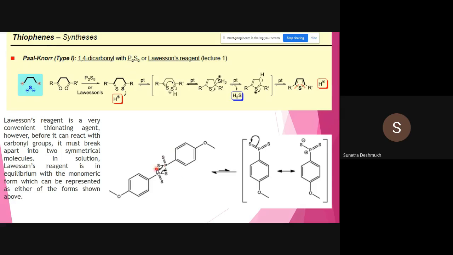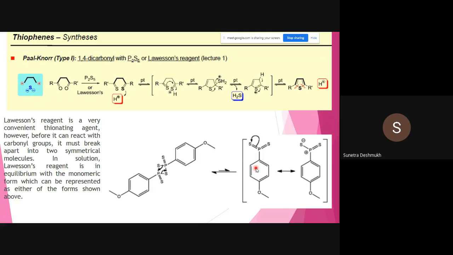Eventually this P2S5 converts into a different molecule to react further in the next step. Lawesson's reagent is a very convenient thionating agent. However, before it can react with carbonyl groups, it must break apart into two symmetrical molecules. Here we can see that the reagent is breaking into two symmetrical molecules.